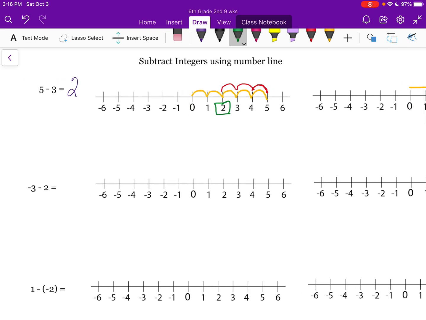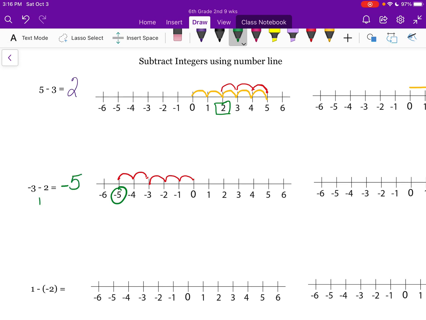So let's see if it stays the same when we start in the negatives. If we start at negative 3, well, we always start our number line at 0, and we go back to negative 3. 1, 2, 3. So we're at negative 3. And then we want to subtract 2. So if we're subtracting 2, do we go to the left or do we go to the right? Yeah, we keep going to the left, right? 1, 2. And where we end up is our answer. We end up at negative 5.